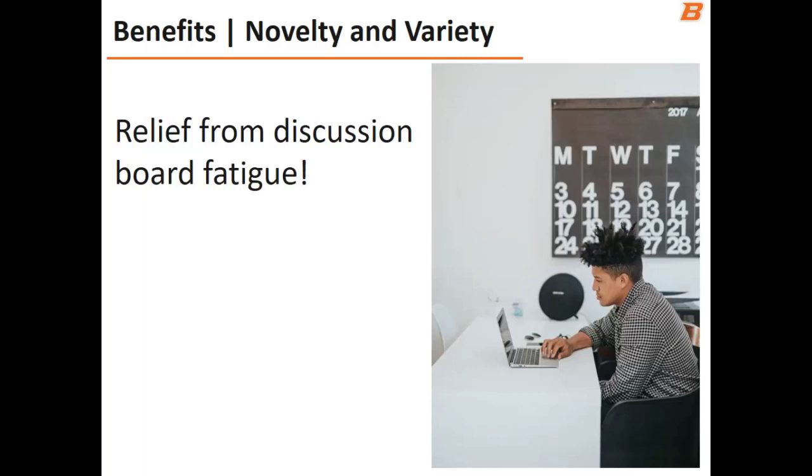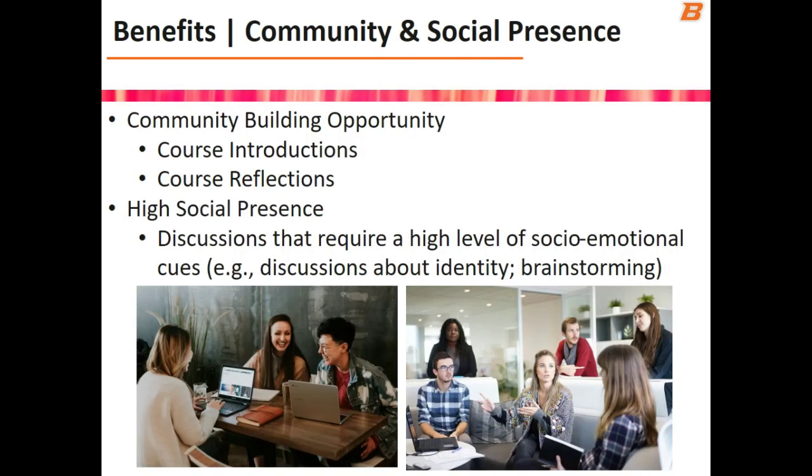Well, one of the things that, theoretically, it's really good for is relief from discussion board fatigue, right? The picture of this guy here, I thought was perfect. It was like a cat with a slogan under it that said, I hate discussion boards. But I thought that's probably how a lot of our students look at these discussion forums. So that fatigue, you can really get away from that and have a new way of doing it. It's also really good for developing community and social presence.